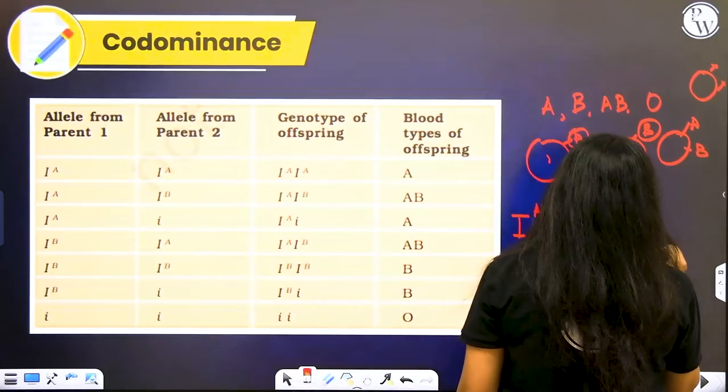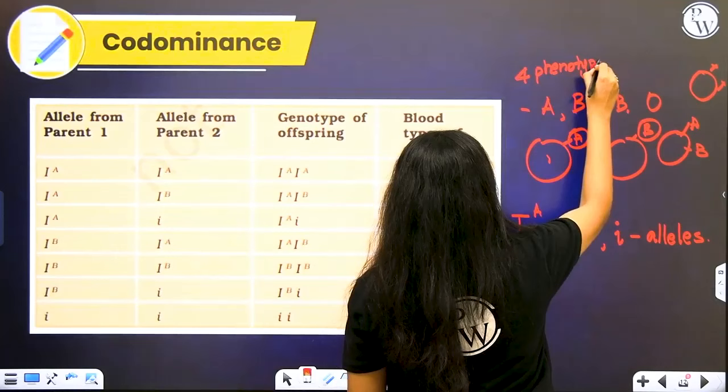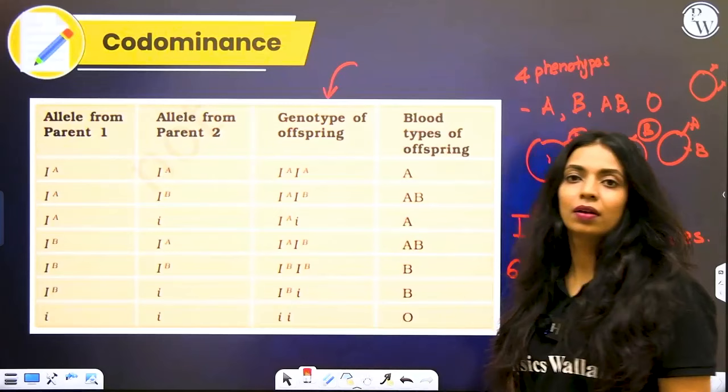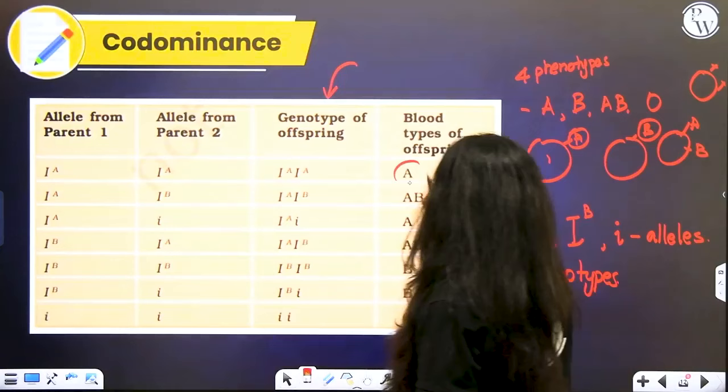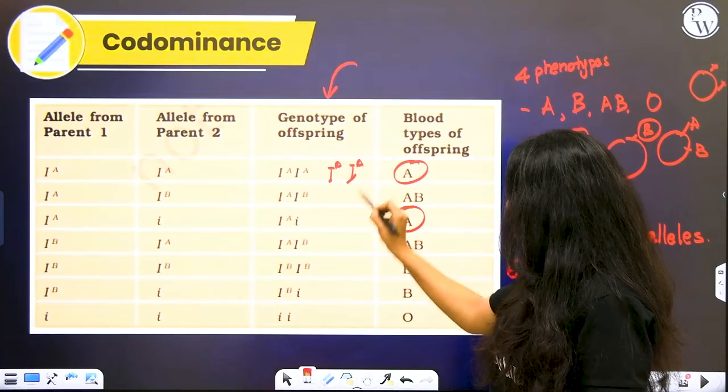The phenotypes are four, which are A, B, AB, and O. There are six genotypes, which are given here. Now, if a person has A blood group, then the genotype can either be homozygous A or heterozygous A.